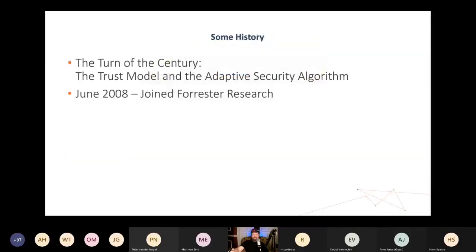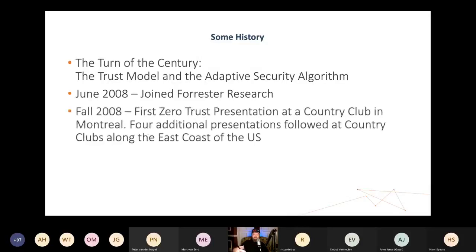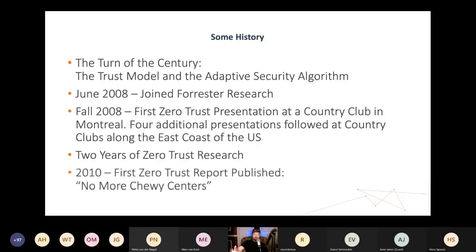So in 2008, I joined Forrester Research, and by the fall of 2008, I did the first Zero Trust presentation at a country club in Montreal, of all things. And I did 4 additional presentations at other country clubs down the East Coast. And that was the beginning of me starting to understand that this idea of Zero Trust really resonated. And so I picked up that, and I did about 2 years of primary research where I interviewed people, talked to people, and published the first Zero Trust paper called No More Chewy Centers in 2010.